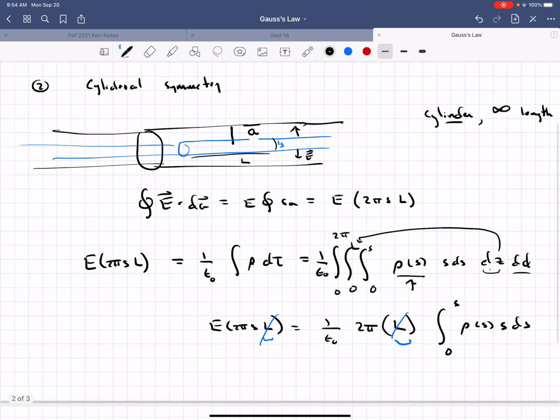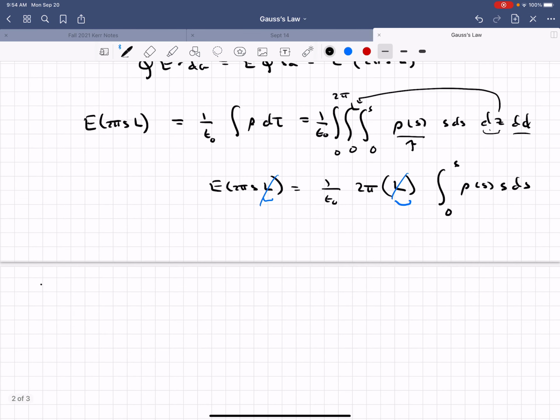So in the cylindrical case, even though the cylinder is infinitely long, we can integrate the cylinder from 0 to L on both sides for the dA and for the integrating rho d tau. And so when we integrate rho d tau, we're going to pick up a length, and then we'll be able to cancel that length off. And then the final case here that we want to do is planar symmetry.